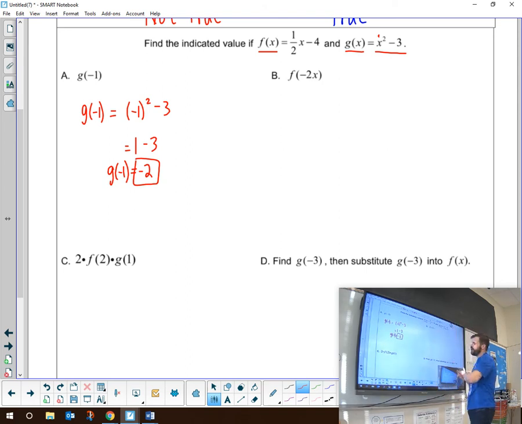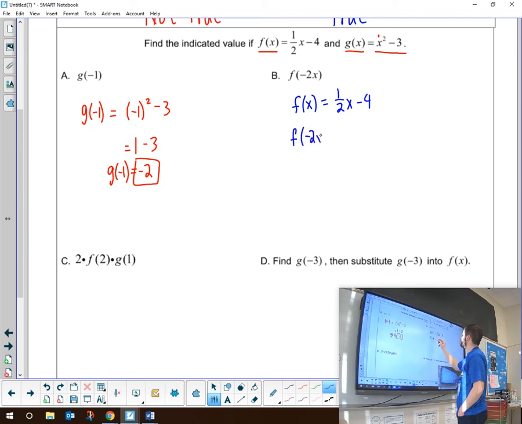Okay, now let's try this one. Oh, man, this one looks scary. It has a 2x in it. Listen, don't let that bother you. All you're saying is we're taking what's inside that parentheses and we're replacing x with it, okay? So this one is with f. So my normal f of x is 1/2 x minus 4, right? Well, we're going to replace that x with -2x. So instead of being 1/2 times x, it's going to be 1/2 times -2x.